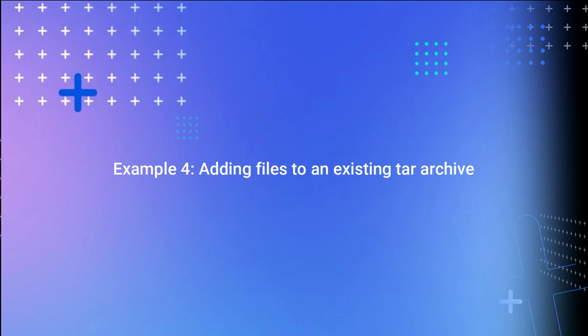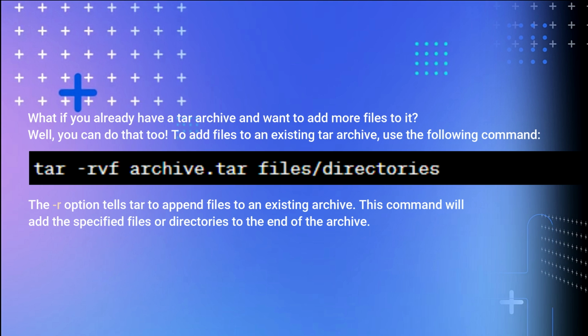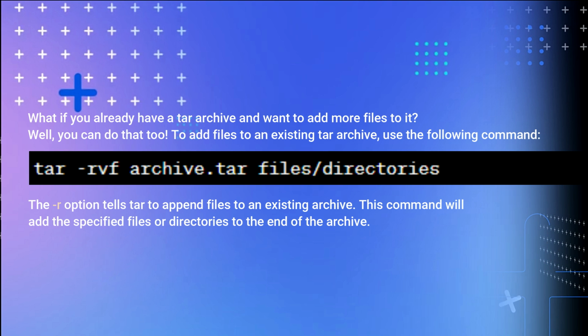Example 4. Adding files to an existing tar archive. What if you already have a tar archive and want to add more files to it? Well, you can do that too. To add files to an existing tar archive, use the following command. The r option tells tar to append files to an existing archive. This command will add the specified files or directories to the end of the archive.